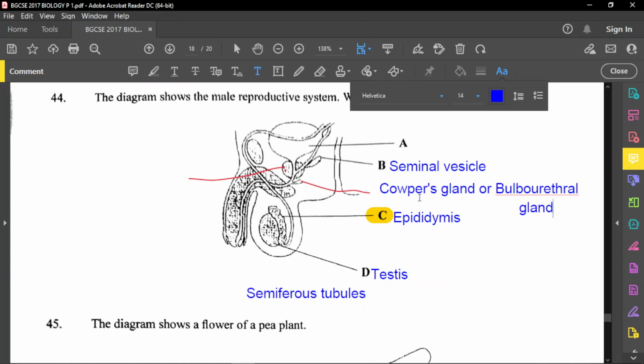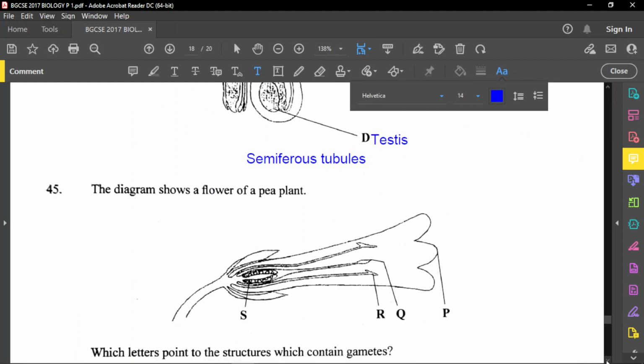Bulbourethral gland. All right, and what we have here is the prostate gland. So that's one. This one is our prostate gland. The prostate, bulbourethral gland, and seminal vesicle are what they call accessory glands. They provide seminal fluid, as a matter of fact, to nourish the sperm cells and also create a medium for the sperm cells to swim. And A is the urinary bladder. Okay, so this is the urinary bladder. All right, urinary bladder right there. Yeah, all right, cool. 45.